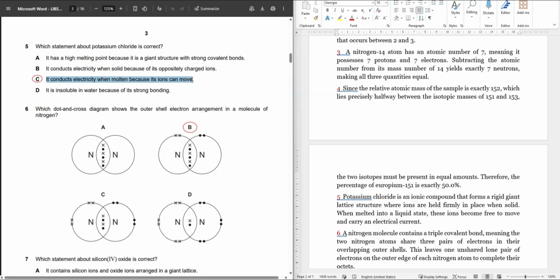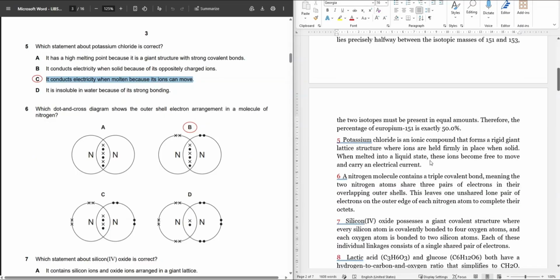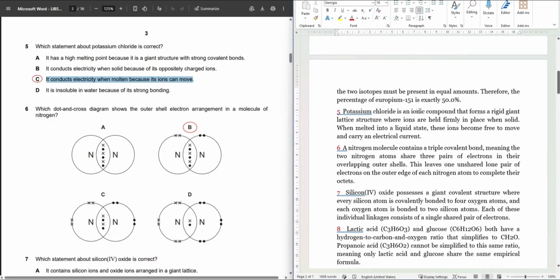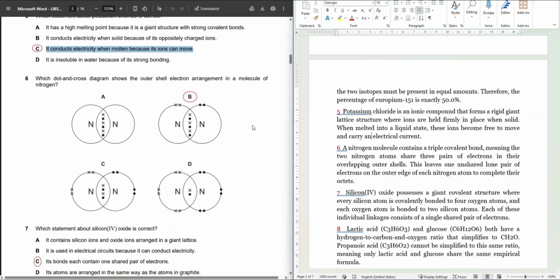The logic behind this potassium chloride question is that potassium chloride is an ionic compound that forms a rigid giant lattice structure where ions are held firmly in place when solid, and when melted into a liquid state, these ions become free to move and carry an electrical current. That is the reason it matches our option C, which says that it conducts electricity when molten because its ions can move. All right, let's go to our next question.